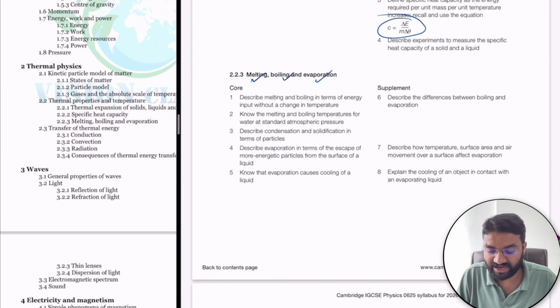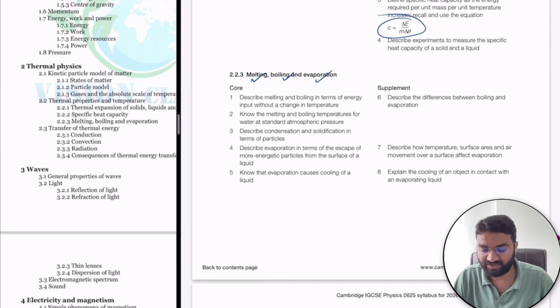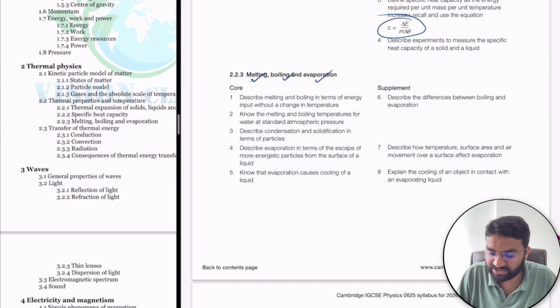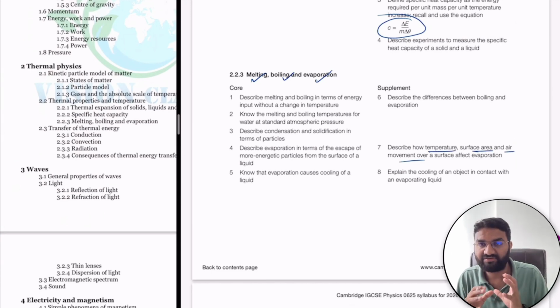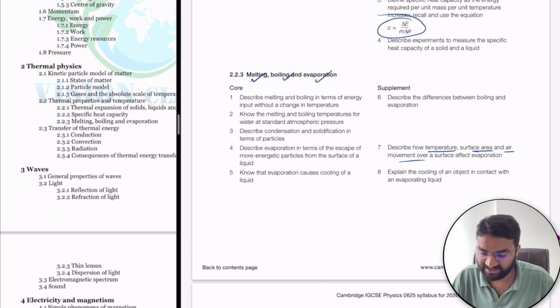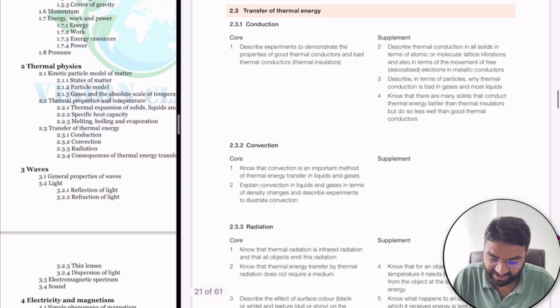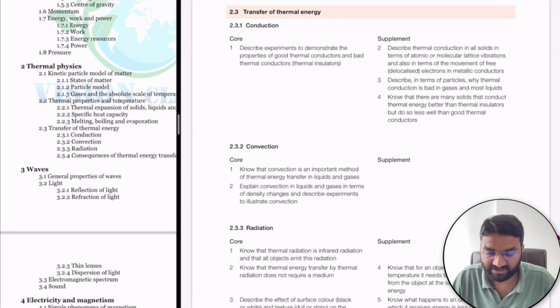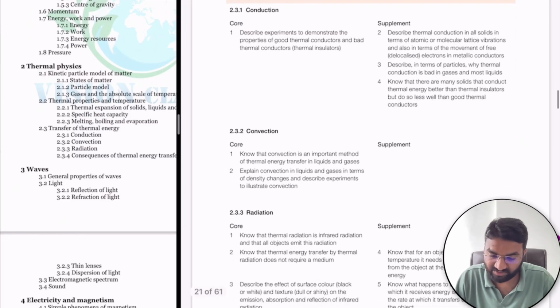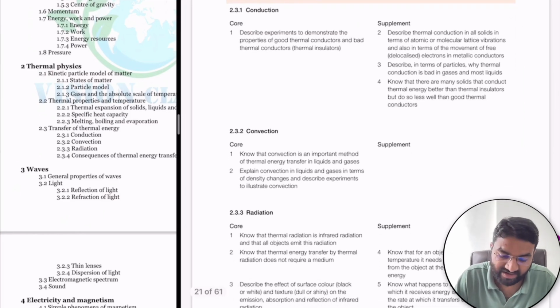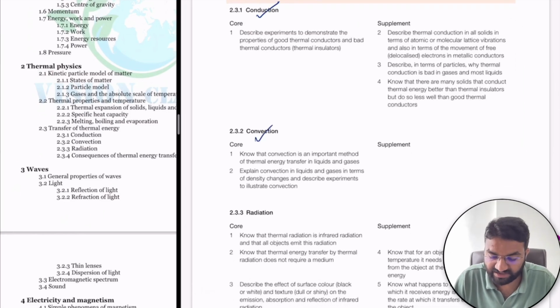Then the next concepts are boiling, melting and evaporation. How energy escapes in case of evaporation. Then temperature changes, surface area, air movement, all these factors and how they affect evaporation. Understanding of concepts relating to evaporation is for extended students. Then next, energy transfer. We have 3 different modes of energy transfer: conduction, convection and radiation.